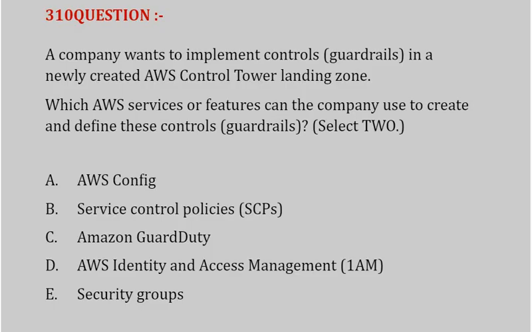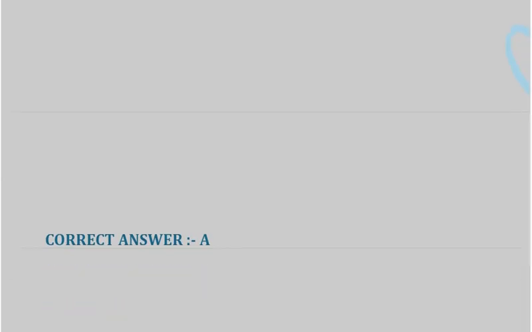Option B: Service control policies (SCPs). Option C: Amazon GuardDuty. Option D: AWS Identity and Access Management (IAM). Option E: Security groups. Correct answer is Option A.